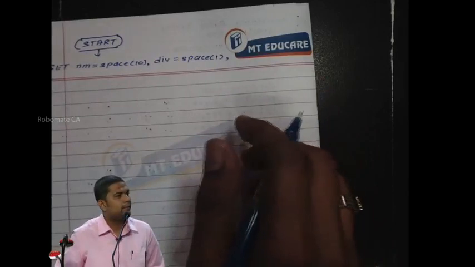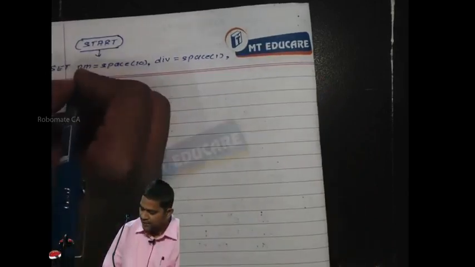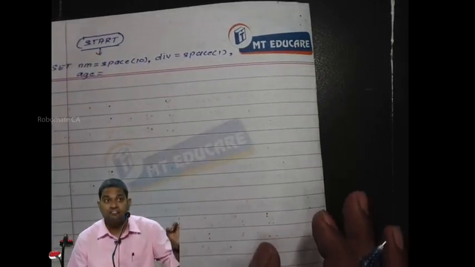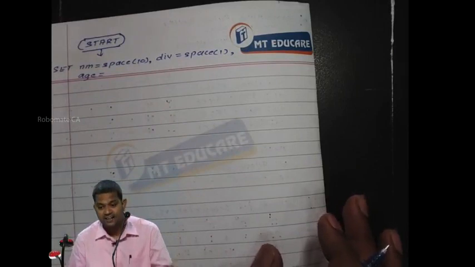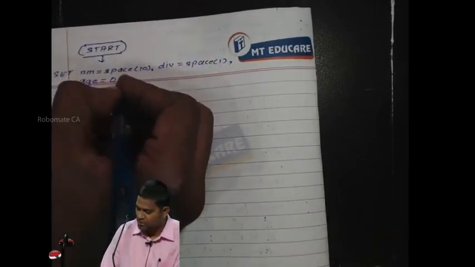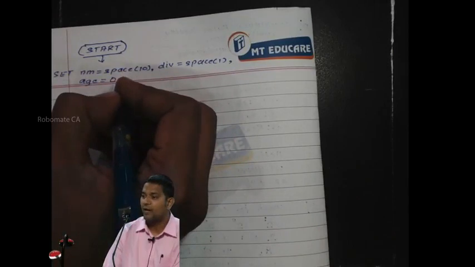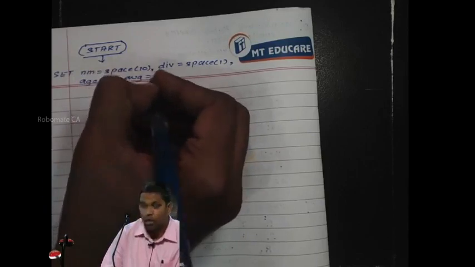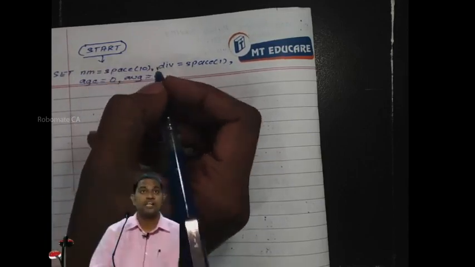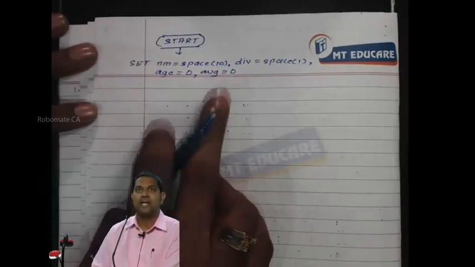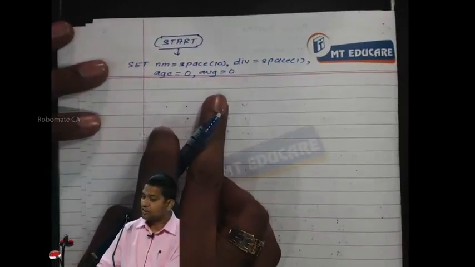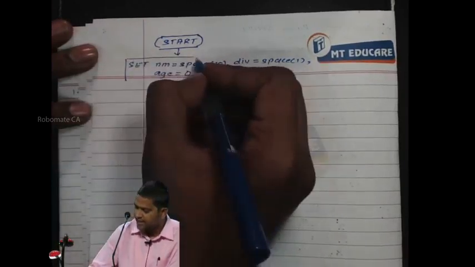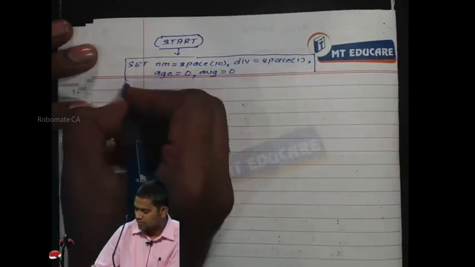What is the next thing required? Age. Age will have numerical data, so I say age equal to 0. Then what is required? Average. So I say AVG, average, equal to 0. Why? Because it is numeric. And all these things happen inside the memory. Memory means processing, and processing means I will have to put this inside a rectangular box.